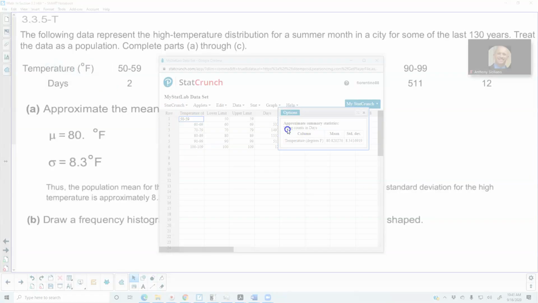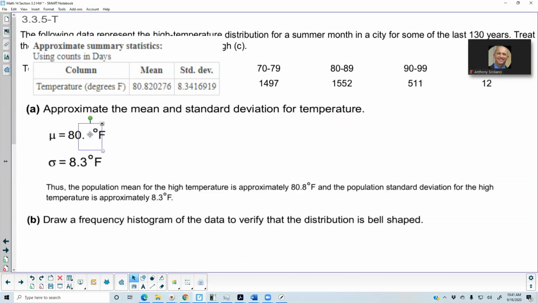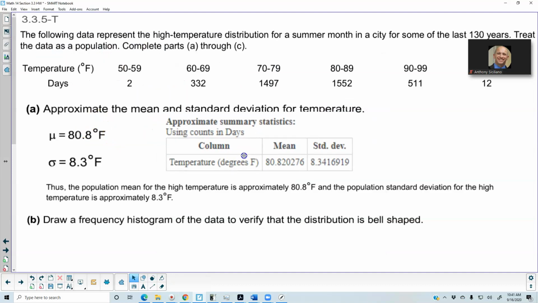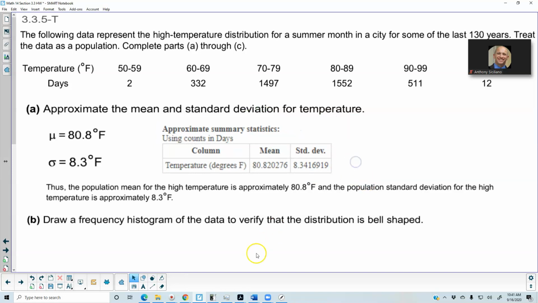So now what we're going to do is go ahead and copy this into our program here. If you take a look here, our population mean rounded to 1 decimal place is 80.8, and that's what we can do here, rounding it to 1 decimal place at 80.8. And then our population standard deviation rounded to 1 decimal place is 8.3.